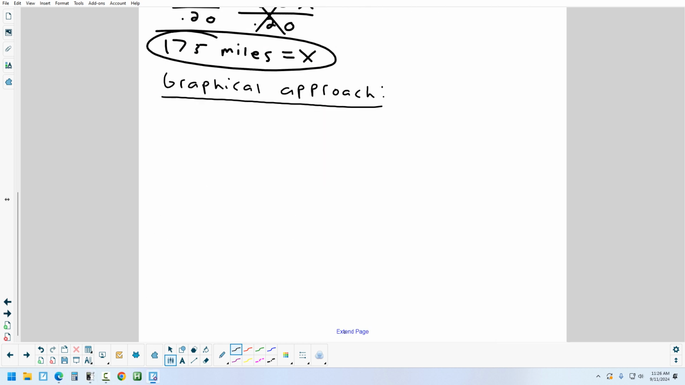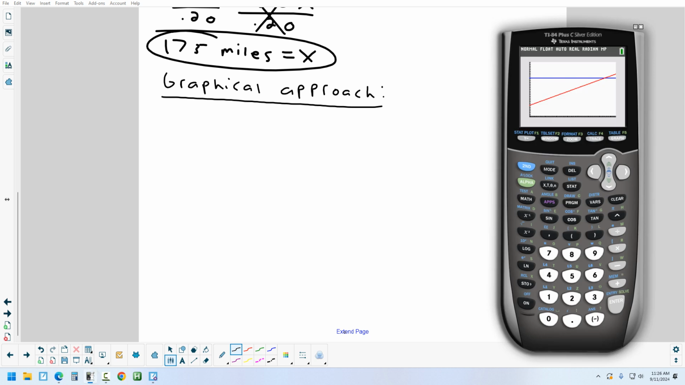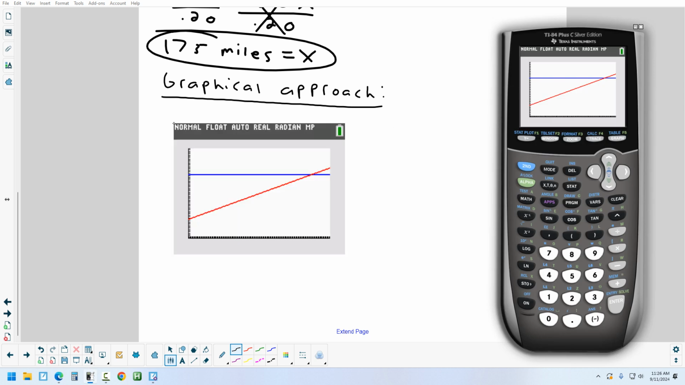Now, everyone should have a picture that looks just like that. Any question on just getting that picture? If this intersection point is not on the screen, then what I'm about to show you next won't work. So how do we see where they cross?